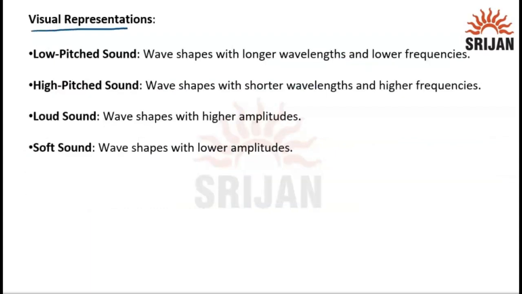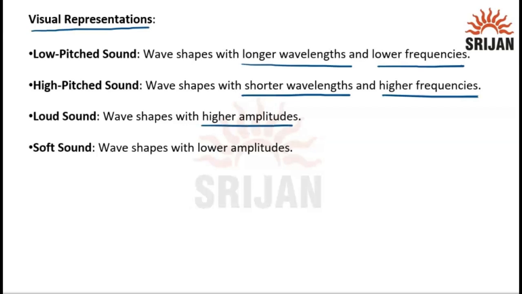So how can we visually represent all this? Low pitch sound wave shapes have longer wavelength and lower frequencies, and high pitched have shorter wavelength and higher frequencies. High pitch means higher frequencies, low pitch means lower frequencies. Loud sound means high amplitude, soft sound means low amplitude.